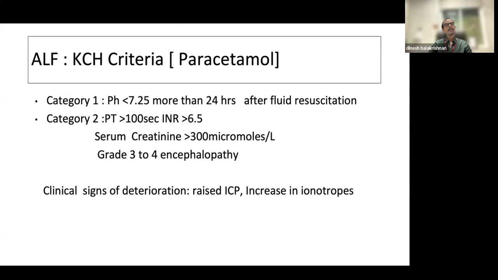Non-paracetamol indications, which may be viral, autoimmune: if the prothrombin time is more than 100 seconds or INR more than 6.5 in the presence of encephalopathy, it is an indication. In addition to this, if you have a creatinine more than 300 micromole per liter, which is roughly about 1.7 milligram per deciliter, and the patient has grade 3 to 4 encephalopathy, if two of these criteria are there, again, they are indications for an emergency liver transplant.